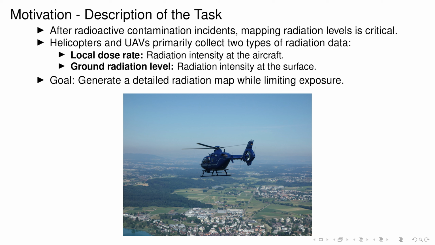So, in other words, we want to fly over every point in a given area of interest to find out what the ground radiation level is. And we do not want to fly over points where the local dose rate, so radiation intensity at the helicopter, is too high. The critical issue is that the local dose rate is only known at the current time and position of the helicopter. This is the task on a high level.